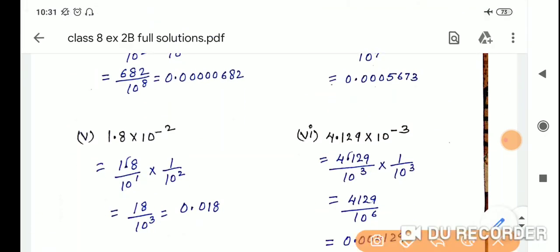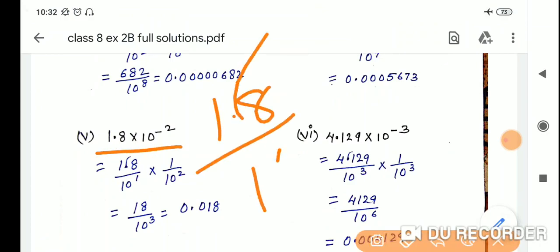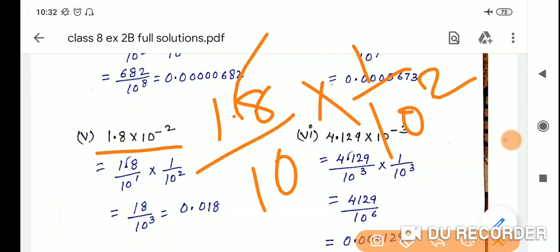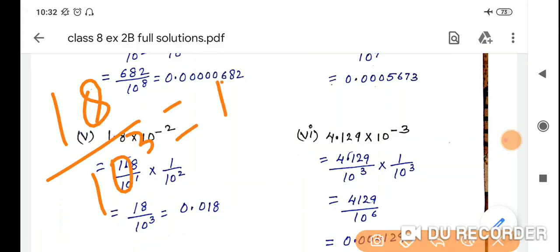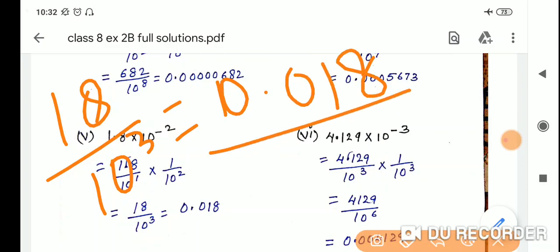Now fifth part, 1.8 into 10 raised to the power minus 2. So 1.8 means 18 by 10 into 1 by 10 raised to the power 2. So 2 plus 1, 3. So here it will be 18 by 10 raised to the power 3, which is 18 by 1000. So 3 places we need. Already 2 we have, so 1 will be filled by 0. Understood? This is the answer.